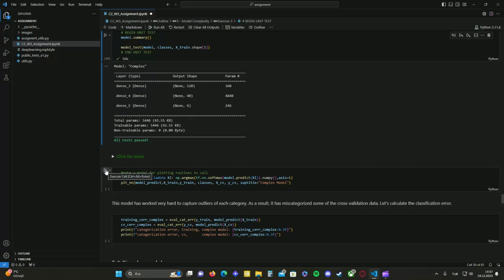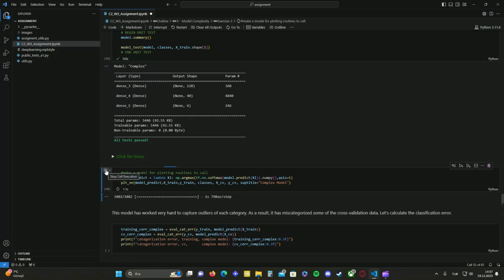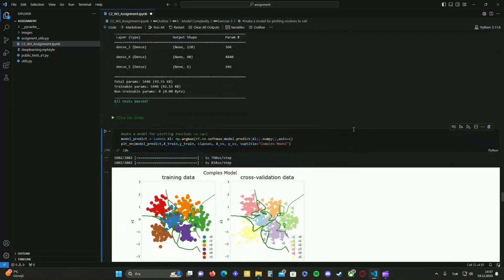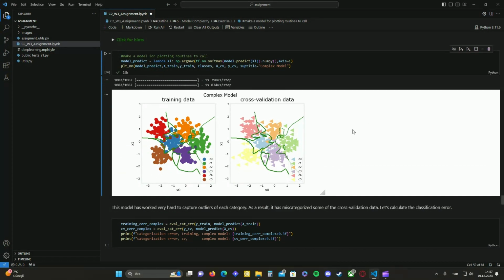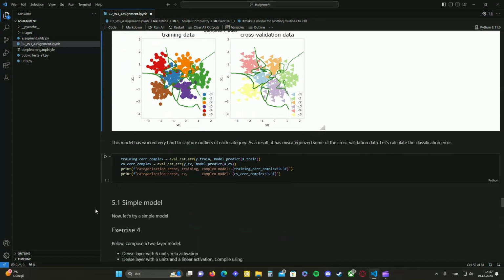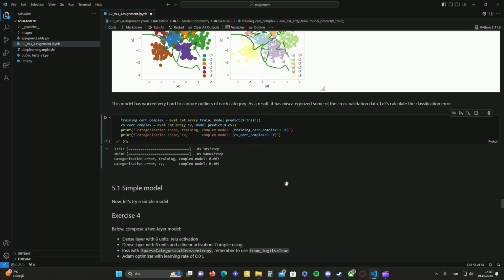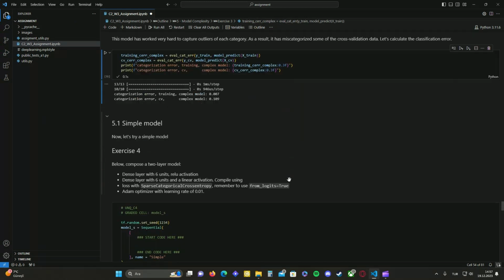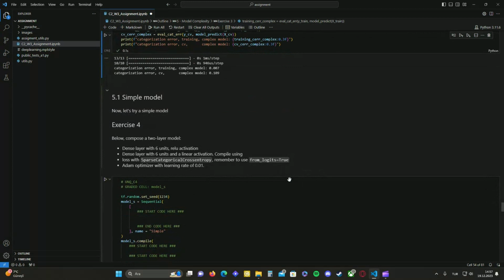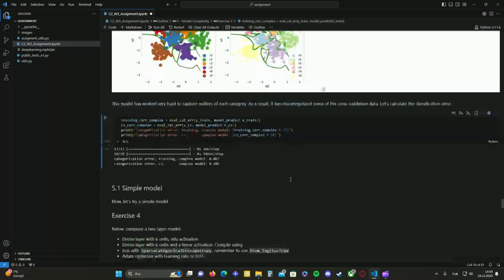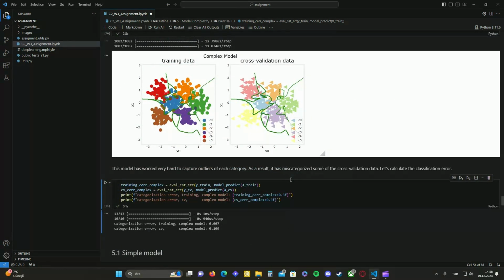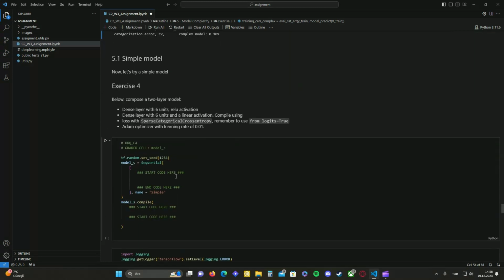Let's calculate the classification error. And it works fine. Here's the simple model. Check this. Okay.